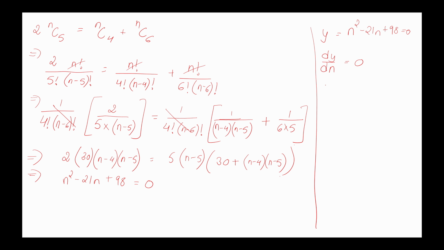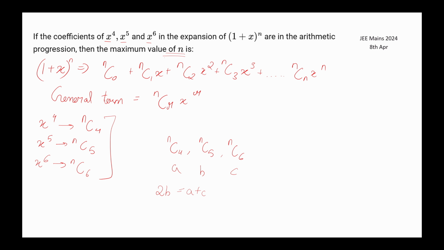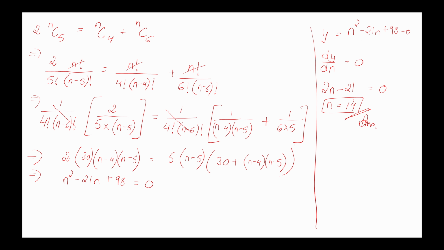So this would become 2n. Of course you haven't studied differentiation much, but you at least have an idea as you had studied a little bit of differentiation in physics. So that is what we are using here, differentiating this entire equation in terms of n. We would get minus 21 is equal to 0. From here we would get n to be 14, and so this becomes our answer. This is the value of n for which we would get the maximum value of this quadratic expression.